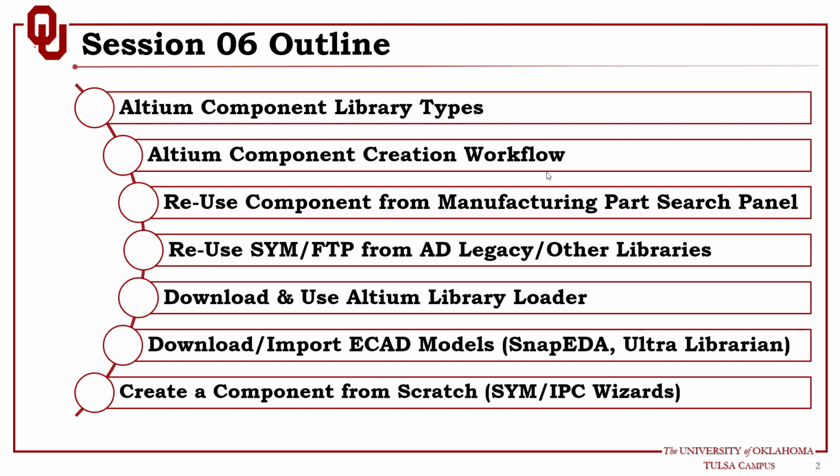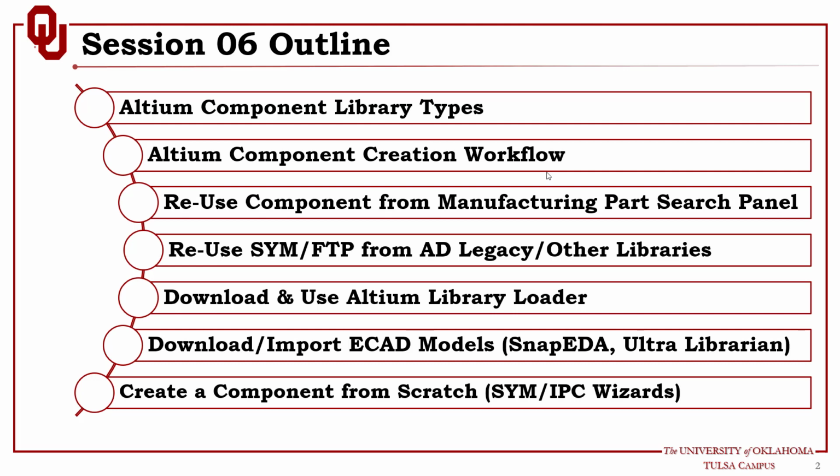So I will try to provide all the different tricks to reuse libraries or create libraries, starting with Altium component library types, and then we will go over the Altium component creation workflow. As usual, I like to have a systematic workflow in everything I do. So I put together a component creation workflow to help you create libraries, and will guide you through the process. Then we will talk about how we can reuse components from the manufacturer part search panel, how we can download this component and modify it, reuse it, and so on.